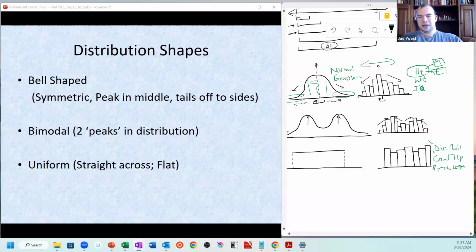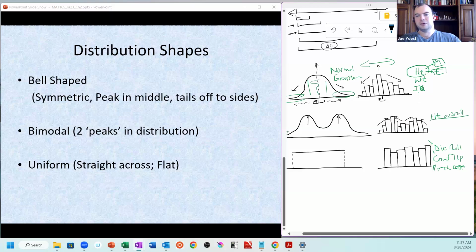If we combine them together, so height overall, males and females mixed together in the same sample, then we might see something more like a bimodal distribution. Maybe between 5'4" and 5'5" or so is the female peak, and somewhere in the ballpark of 5'9" or 5'10" is the male peak.